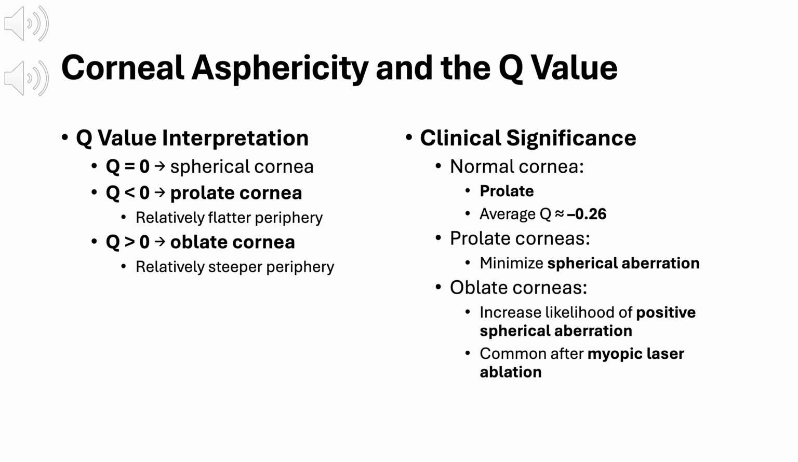Oblate shapes are commonly seen after myopic laser ablation, where central flattening shifts the cornea away from its normal prolate configuration. The key point is that the Q value gives you a compact way to link corneal shape to optical performance, and changes in Q help explain why certain refractive procedures improve acuity but can still affect visual quality.